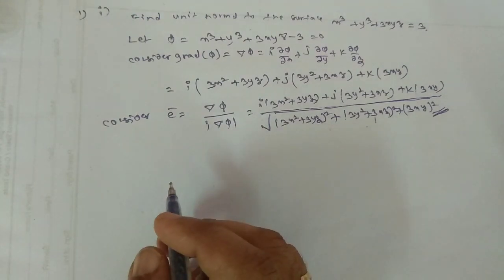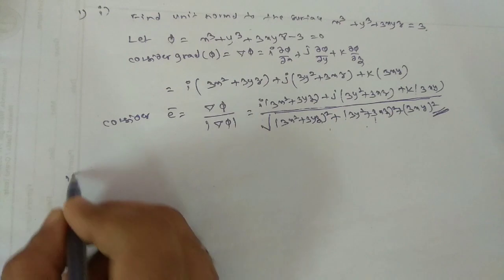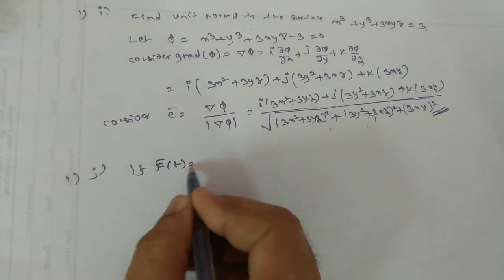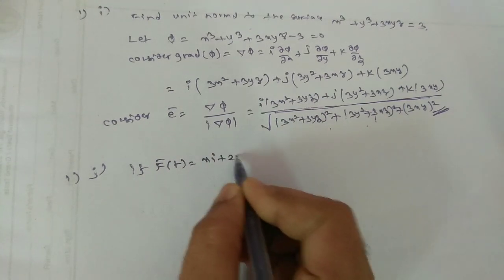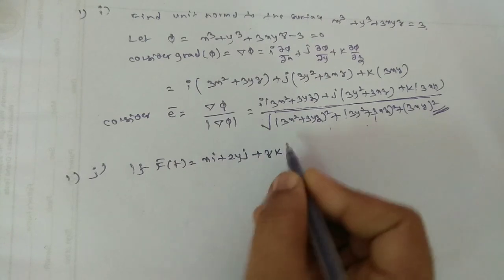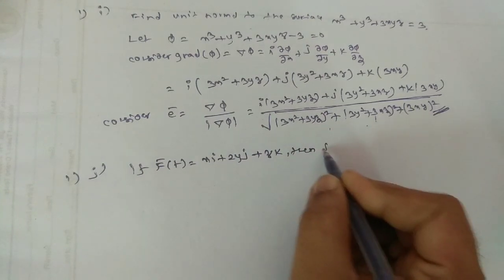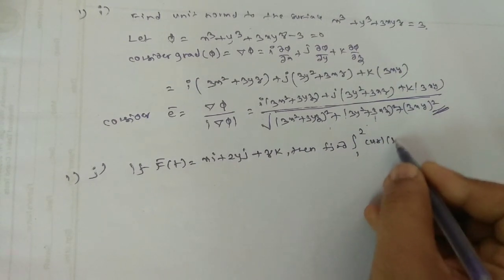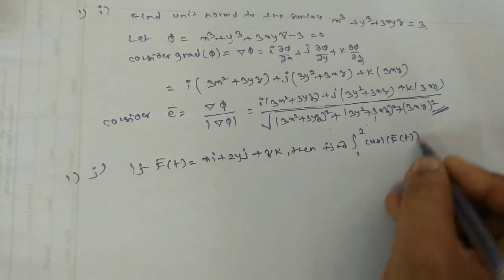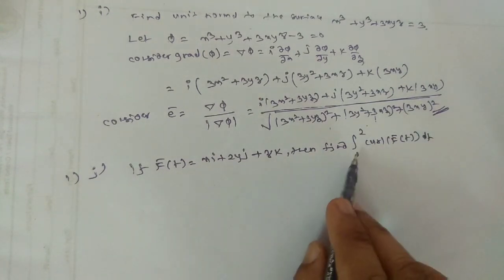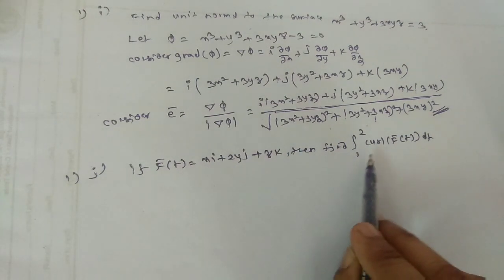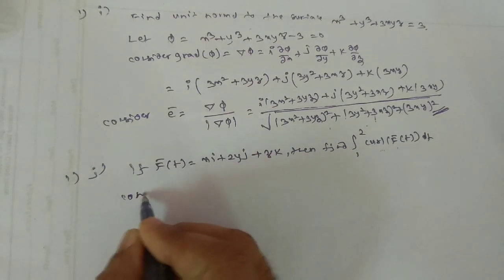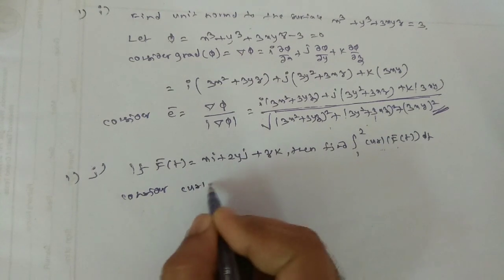Now let us focus on the last bit of your part A. It is 1j. They have given: if f bar of t equals x i plus 2y j plus z k, then find the integral from 1 to 2 of curl of f bar of t dt. That means you need to calculate this integral value. To find this integral, first you need to calculate curl of f bar. Already they have given f bar. So first calculate curl of f bar.